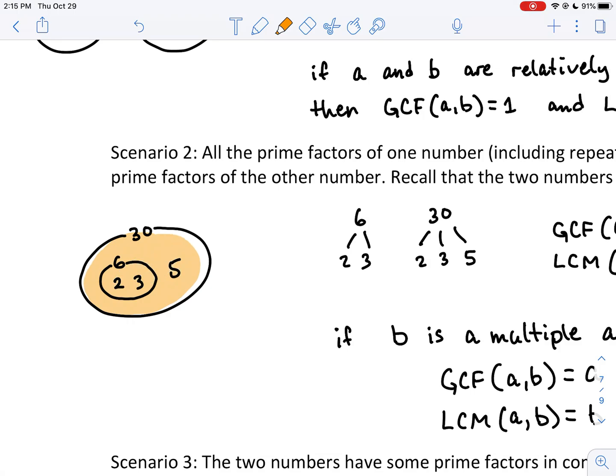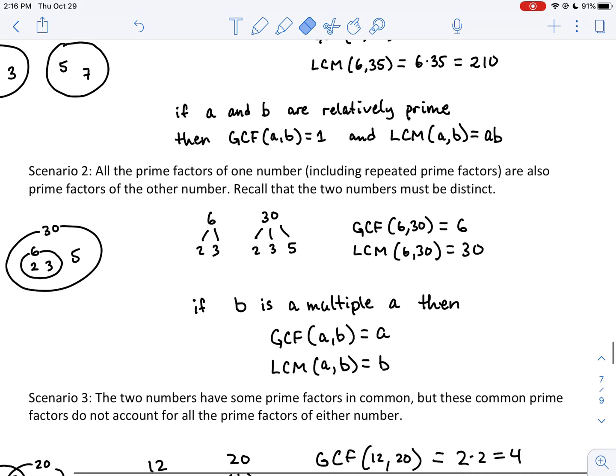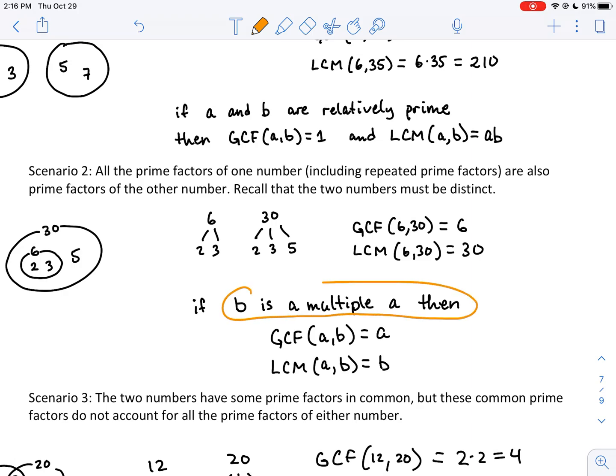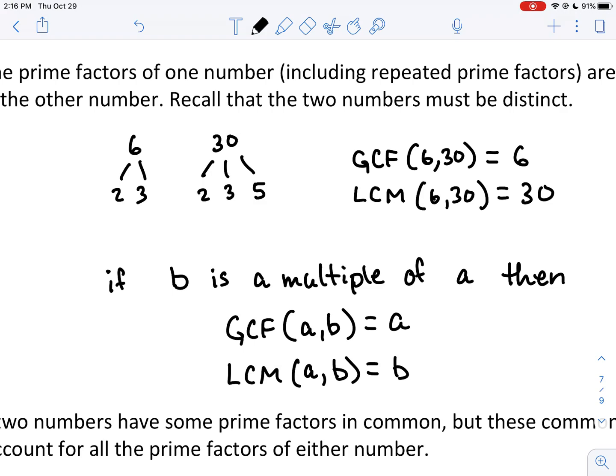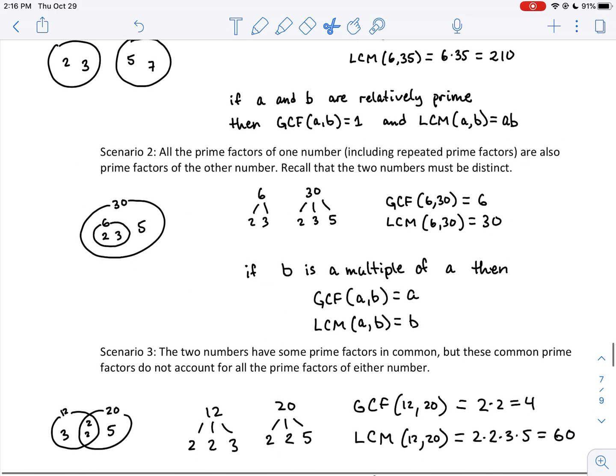And then the LCM will do their union, and you get 2, 3, and 5 will be the LCM. Well, 2, 3, 5 were all the factors of the larger number. So it always turns out to be the following. If B is a multiple of A, then the GCF will just be the smaller number, which is A, and the LCM will be the larger number, which is B, which is exactly what happens in this case of using 6 and 30.